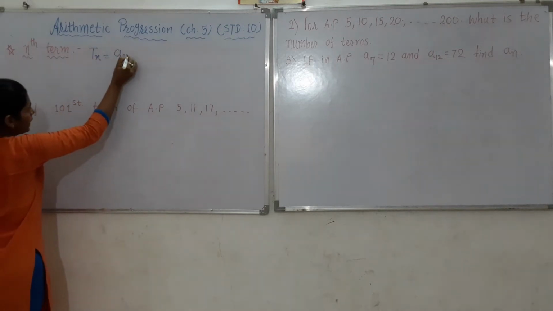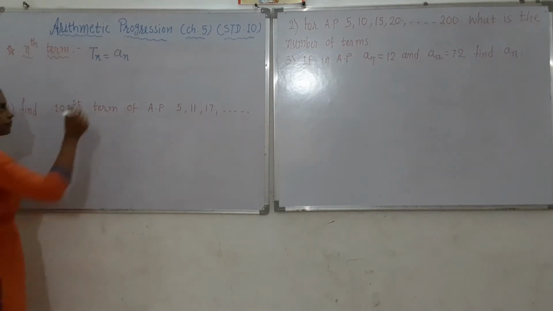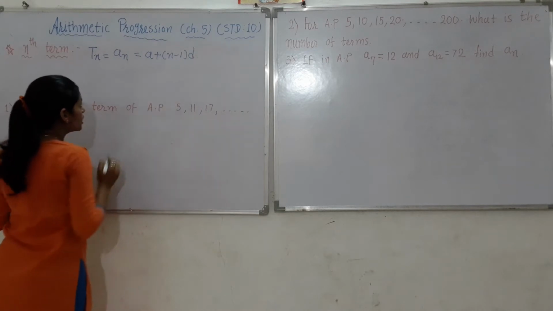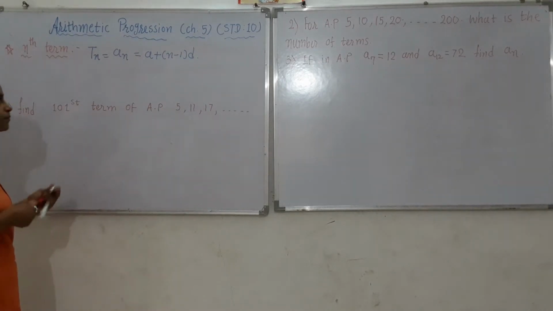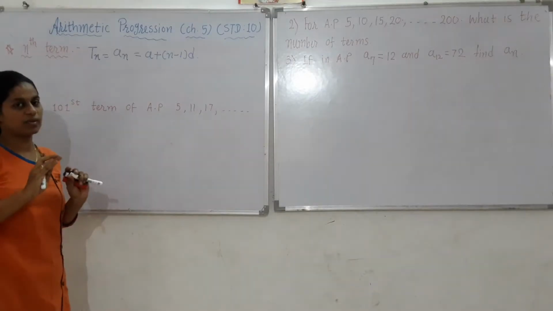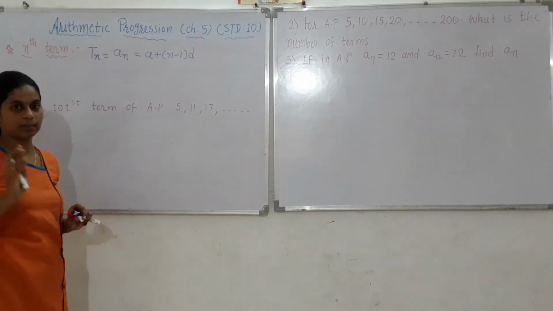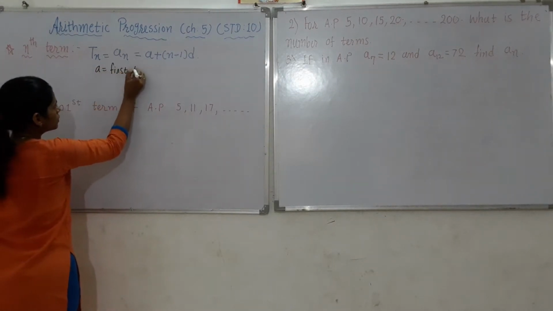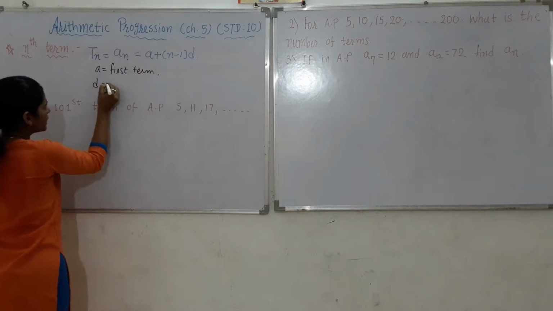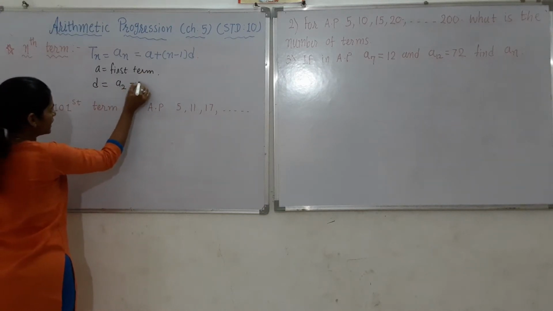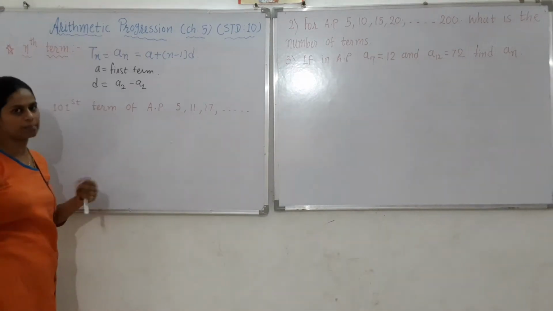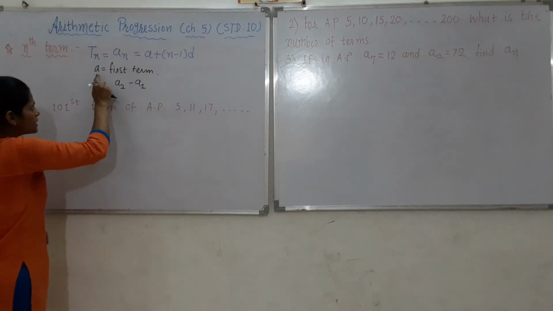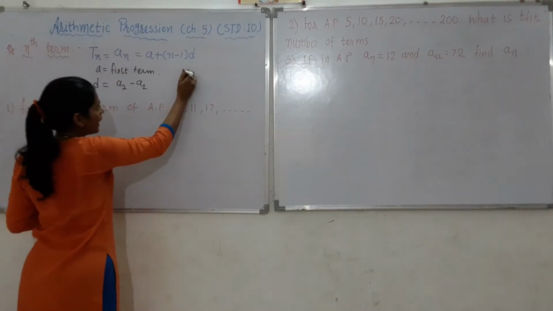Tn or An. This is the symbol of the nth term. Its formula is a plus n minus 1 into d, where a stands for the first term, d stands for the difference between any two consecutive terms of the given arithmetic progression. So you can write here a is equal to first term and d is equal to the difference between the second term minus the first term, or the third term minus the second term. You can take any two consecutive terms' difference. So this is your d, this is your a, and n is your nth term.